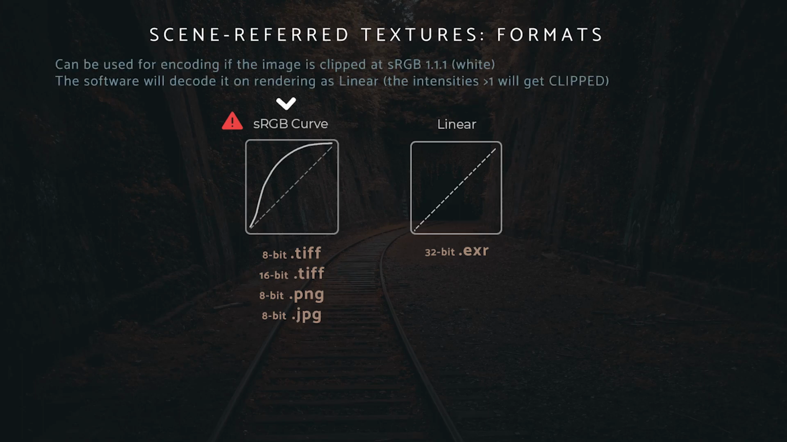The sRGB image formats like 8-bit TIFF, PNG, JPEG, you name it, aren't very well suited for this type of data. In such formats, the intensities larger than 1 simply get clipped, so we technically cannot store the very bright sunspots and stuff like that.